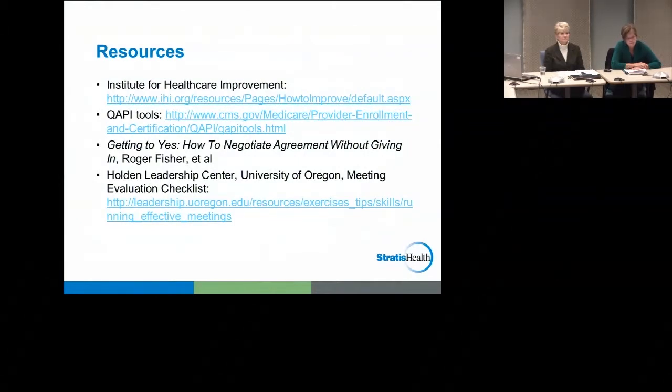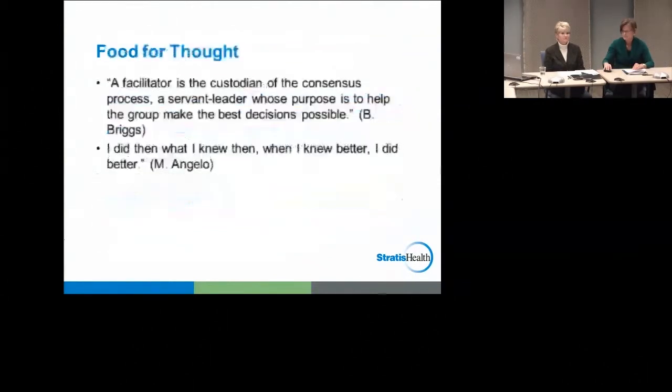The last thing we have linked here as a resource is a link to the Holden Leadership Center at the University of Oregon. And the particular tool that we would draw your attention to there is a meeting evaluation checklist. This is a really useful tool that categorizes how things like planning for the meeting, how well organized the meeting was, the level of participation, the value of the meeting, and the attitude. It provides specific questions that we encourage you to use on a regular basis as part of quality improvement team meetings, and on an occasional basis for the work of a team as you go forward. Again, very useful and practical suggestions.